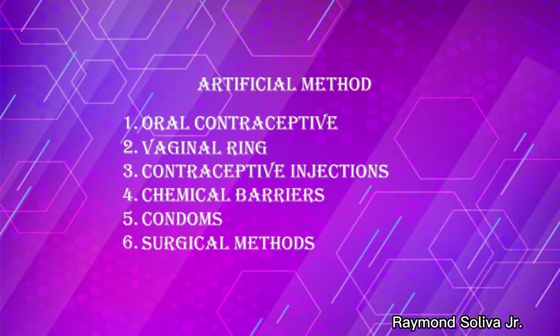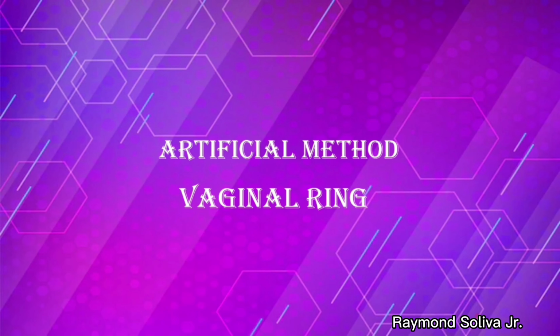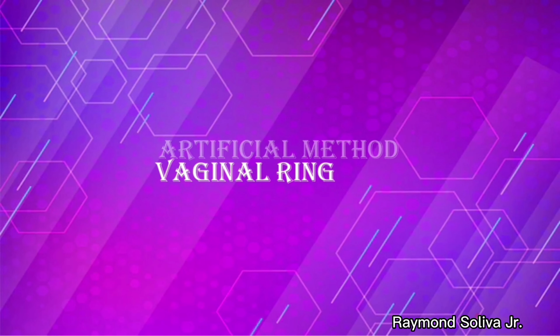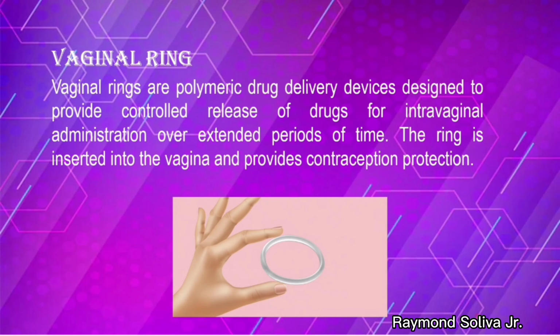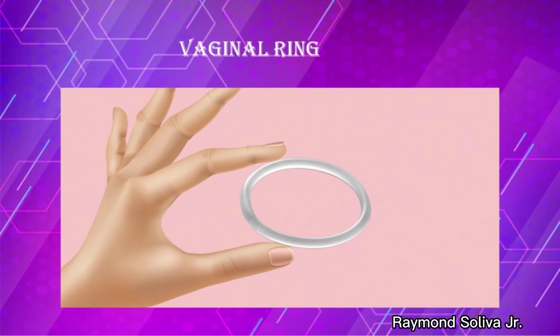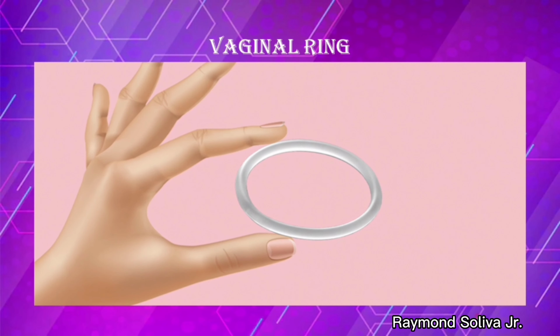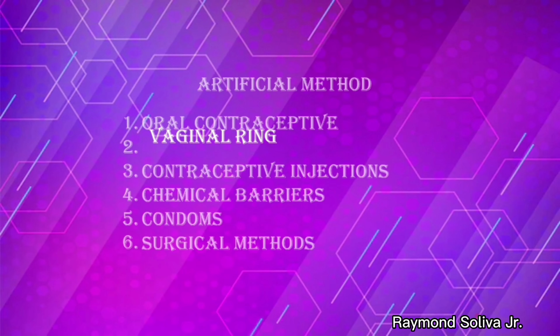Next is the second artificial method, vaginal ring. Vaginal rings are polymeric drug delivery devices designated to provide controlled release drugs for intravaginal administration over extended period of time. The ring is inserted into the vagina and provides contraception protection. Just like in the picture, para siyang bilog lang siya. It releases a continuous dose of the hormones, estrogen and progesterone into the bloodstream to prevent pregnancy.